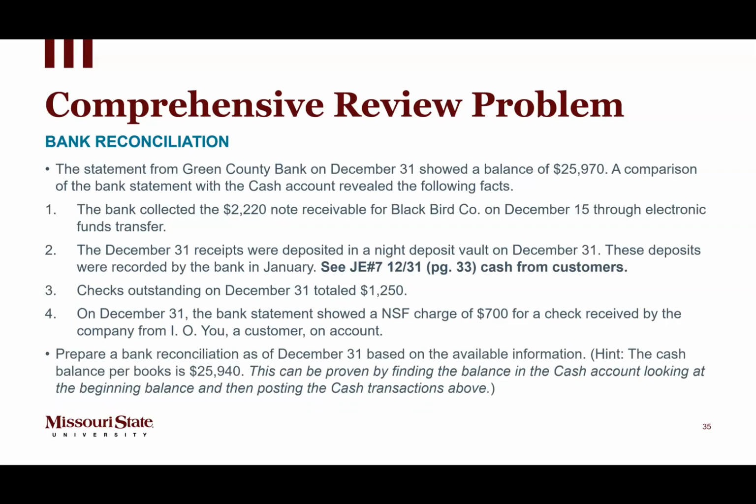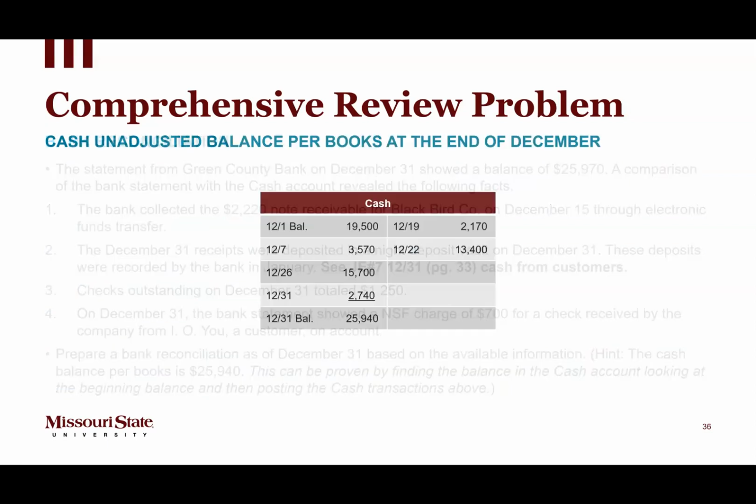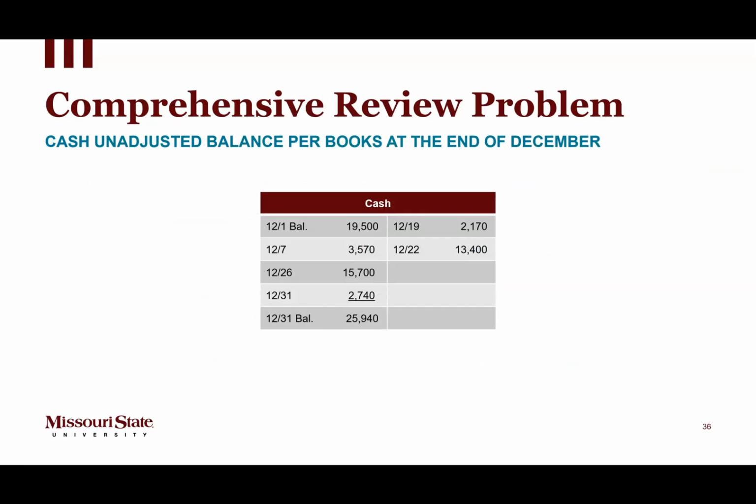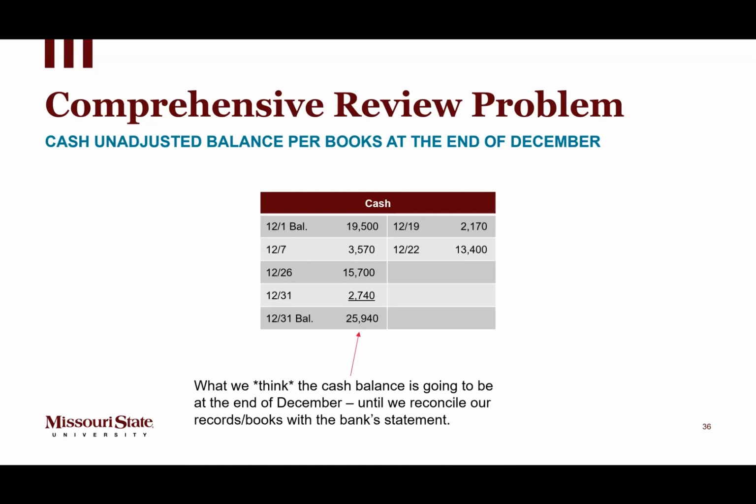Hint, the cash balance per books is $25,940. This can be proven by finding the balance in the cash account, looking at the beginning balance, and then posting the cash transactions above. So here is our cash T account, right? That 12/1 debit of 19.5 is our beginning balance. The 12/31 debit of 25,940 is our ending balance. Anything on the left side or the debit side is an increase in cash. Anything on the right side or the credit side is a decrease in cash, correct? So 25,940 is what we think the cash balance is going to be at the end of December.